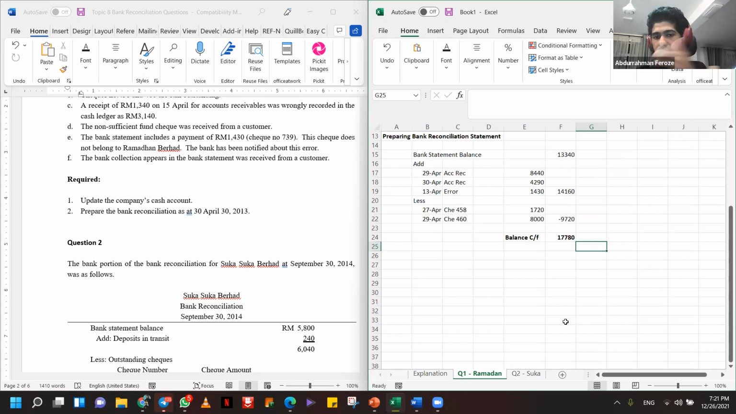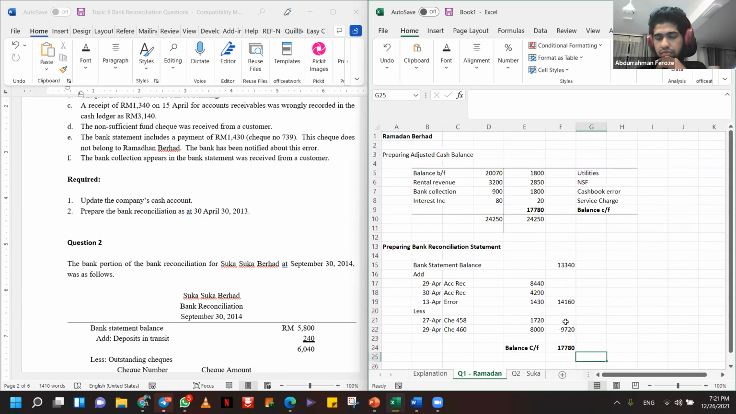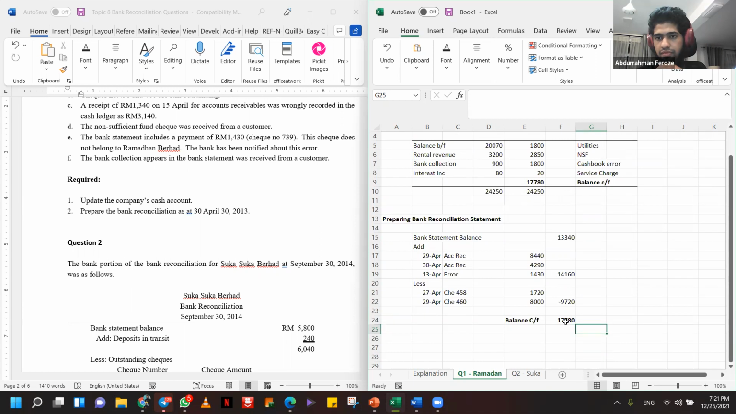Just to, what do you guys think? Do you want to do the second method as well, or shall we just move on to the next question? What is better? Hmm? I don't know. All right. I think following this method is sufficient, and I think it is more scalable than the second method.